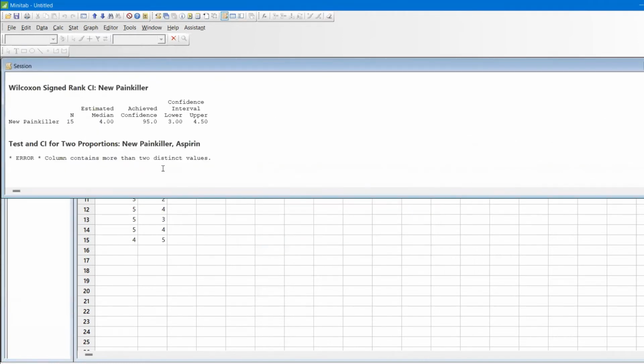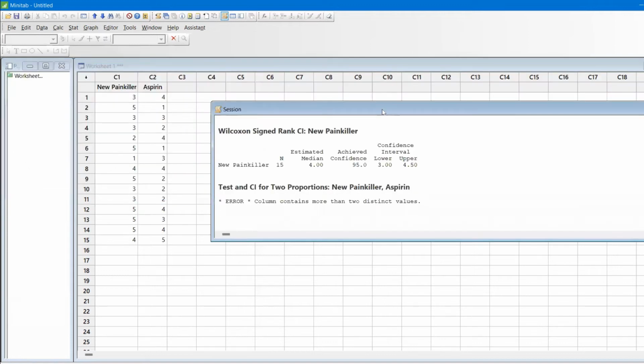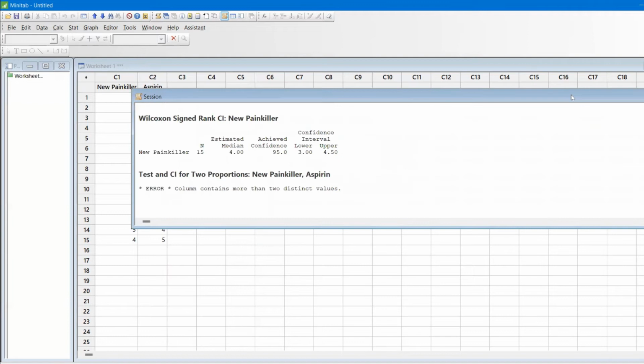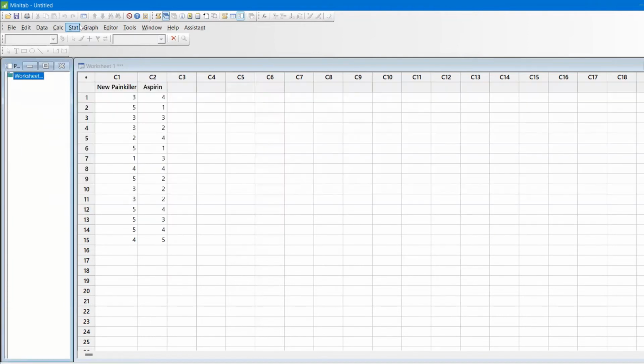Column contains more than two distinct values. It should have only two values, right? Like one could be yes and no, or 0 and 1, or 1 and 2, something like that. So in this case we cannot use the two proportion test either. The only options left are the non-parametric tests, right?